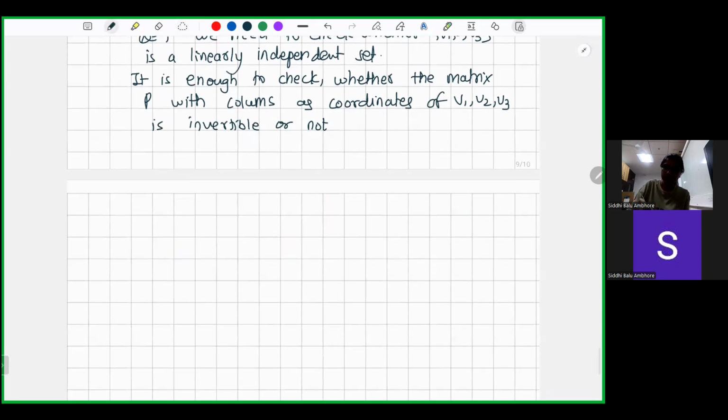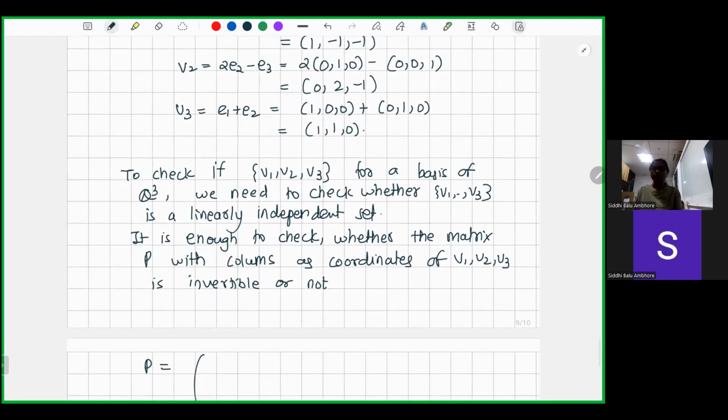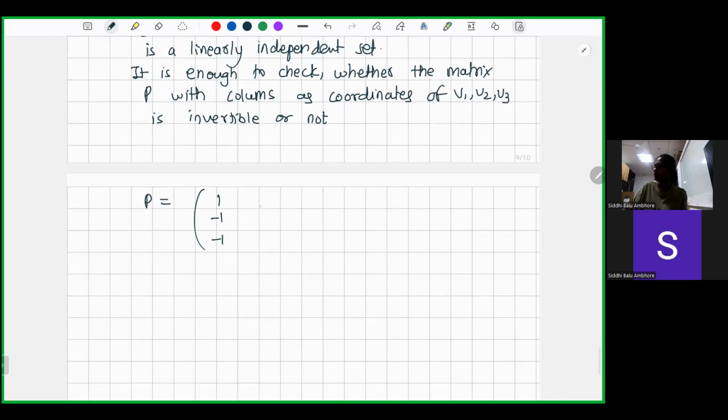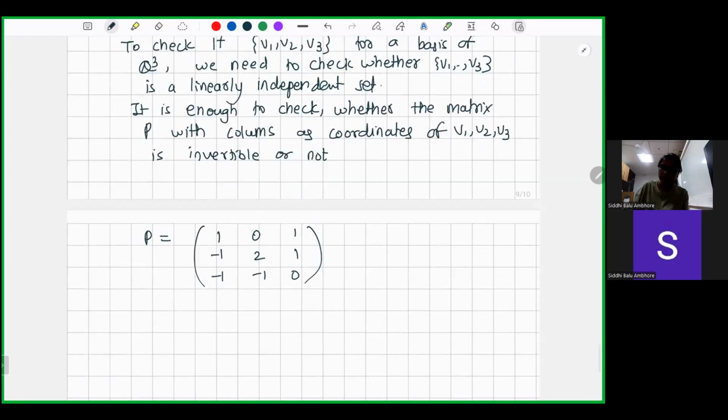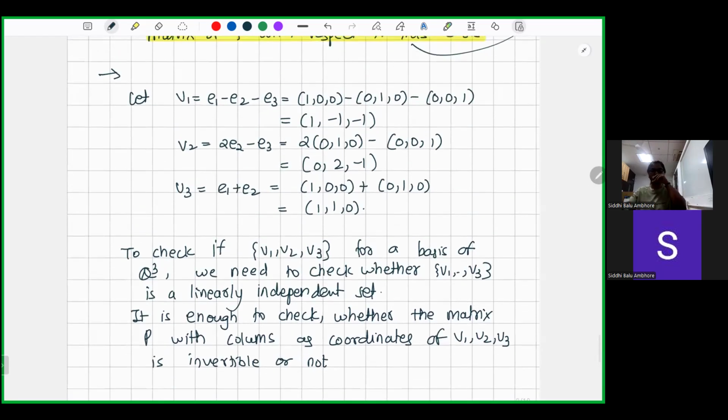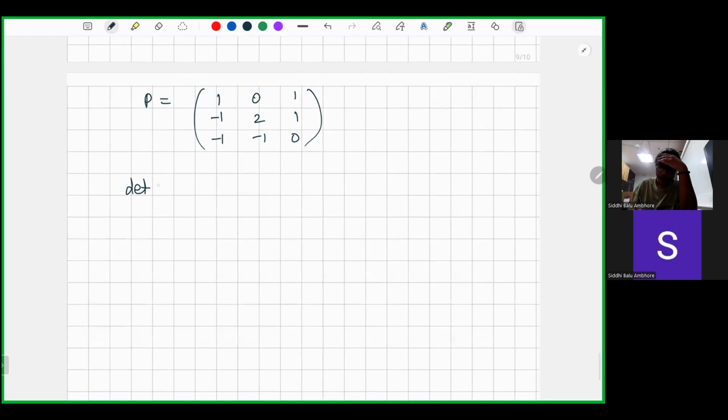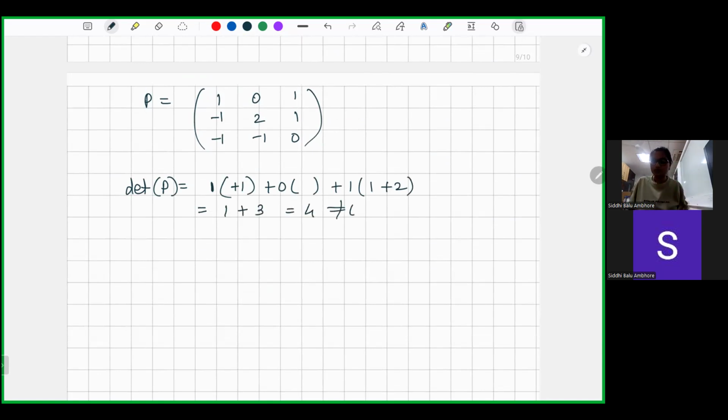So let P be this: 1, -1, -1, 0, 2, -1, 1, 1, 0. This is the coordinates of the vectors v1, v2, v3, and we will calculate the determinant of P with respect to the first row. So 1 plus 1 plus 0 plus 1 into 1 plus 2. So it is 1 plus 3, that is 4. So this is non-zero.